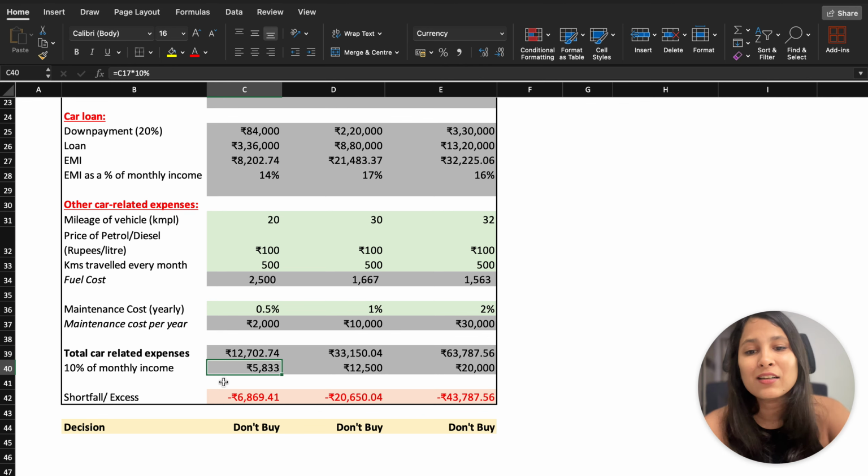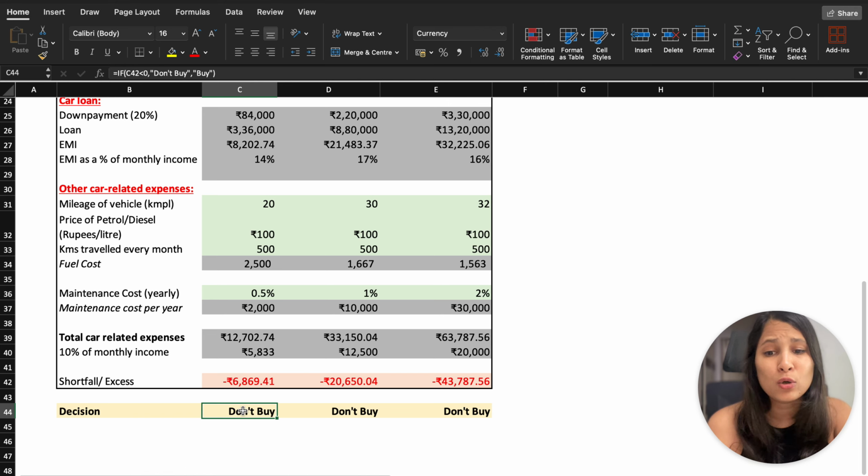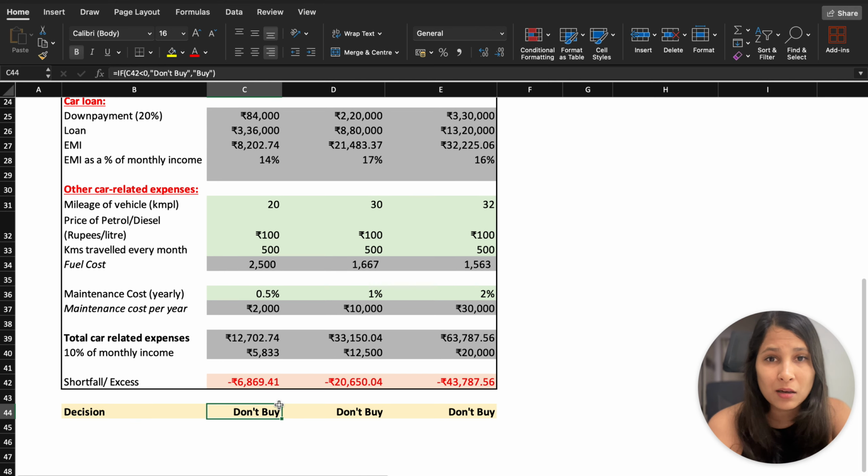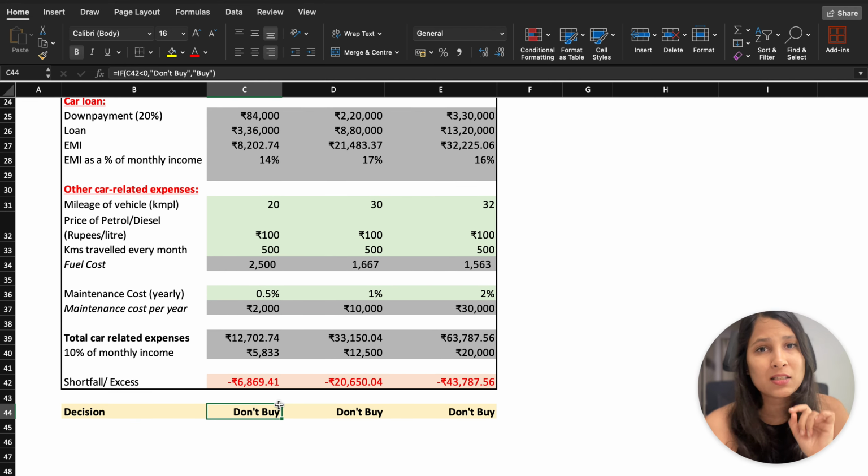So the tracker will itself auto compute and tell you, please do not buy the car. As per the thumb rule, you should not buy the car because the expenses are higher. The expenses are higher based on your monthly income. You should definitely not go ahead with buying this car. Okay.